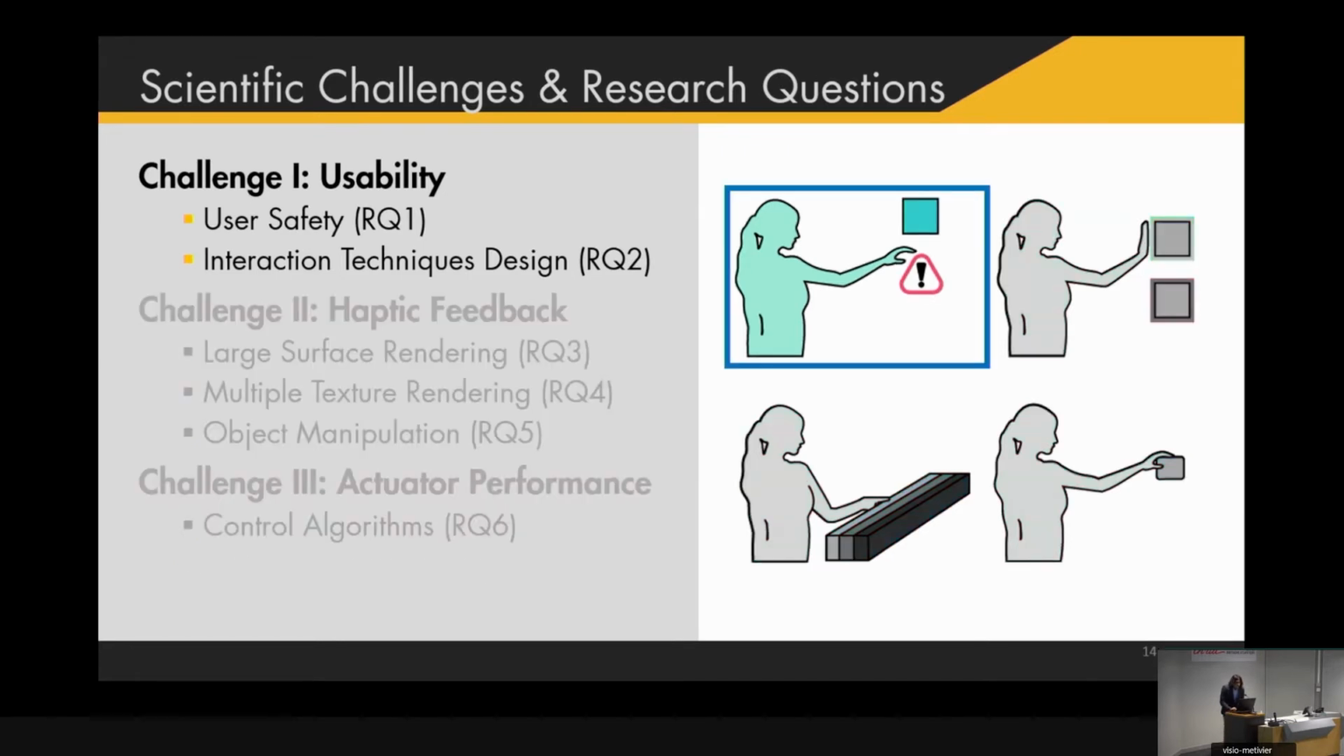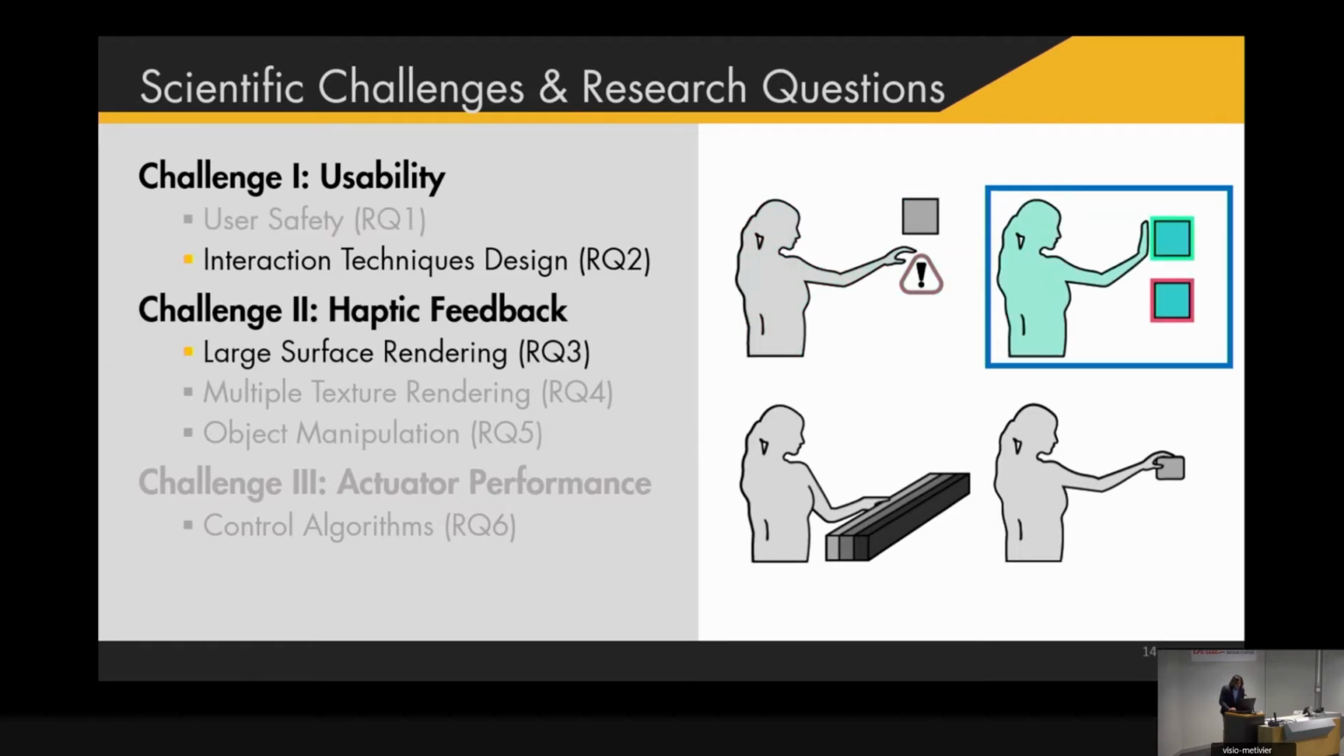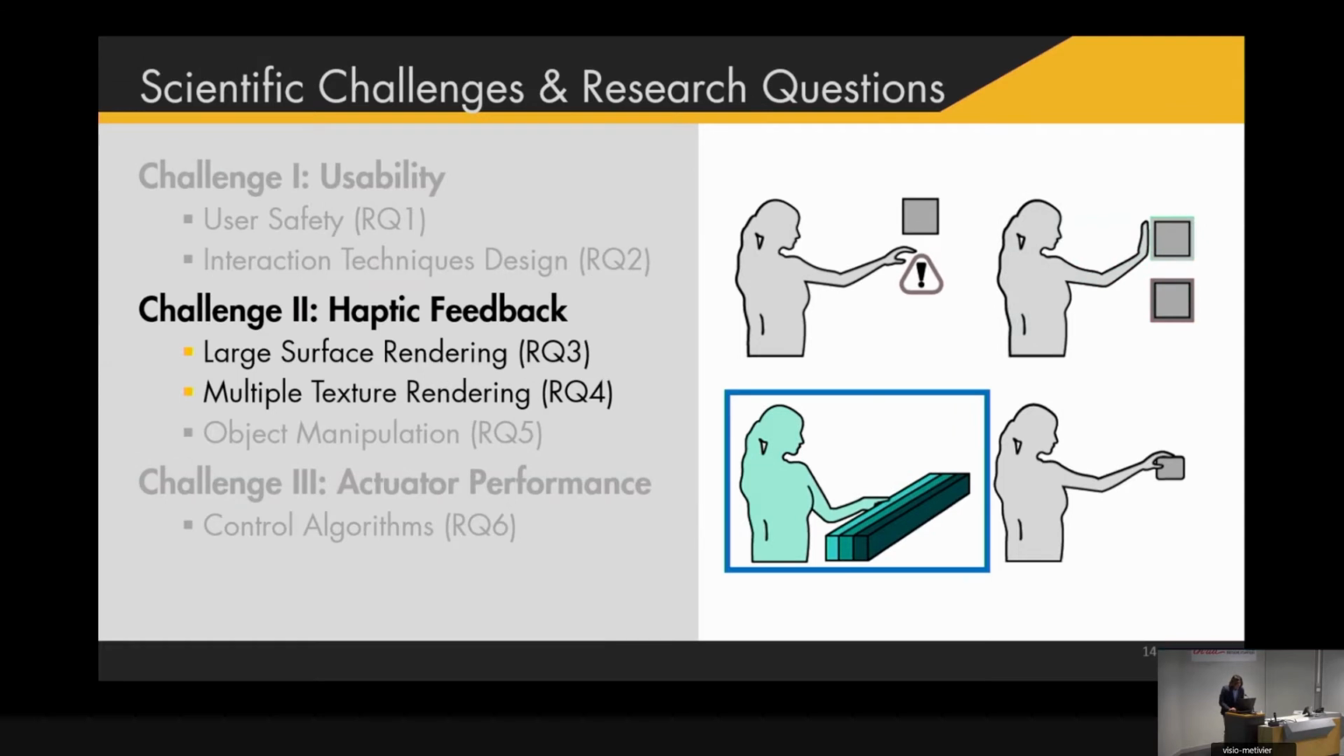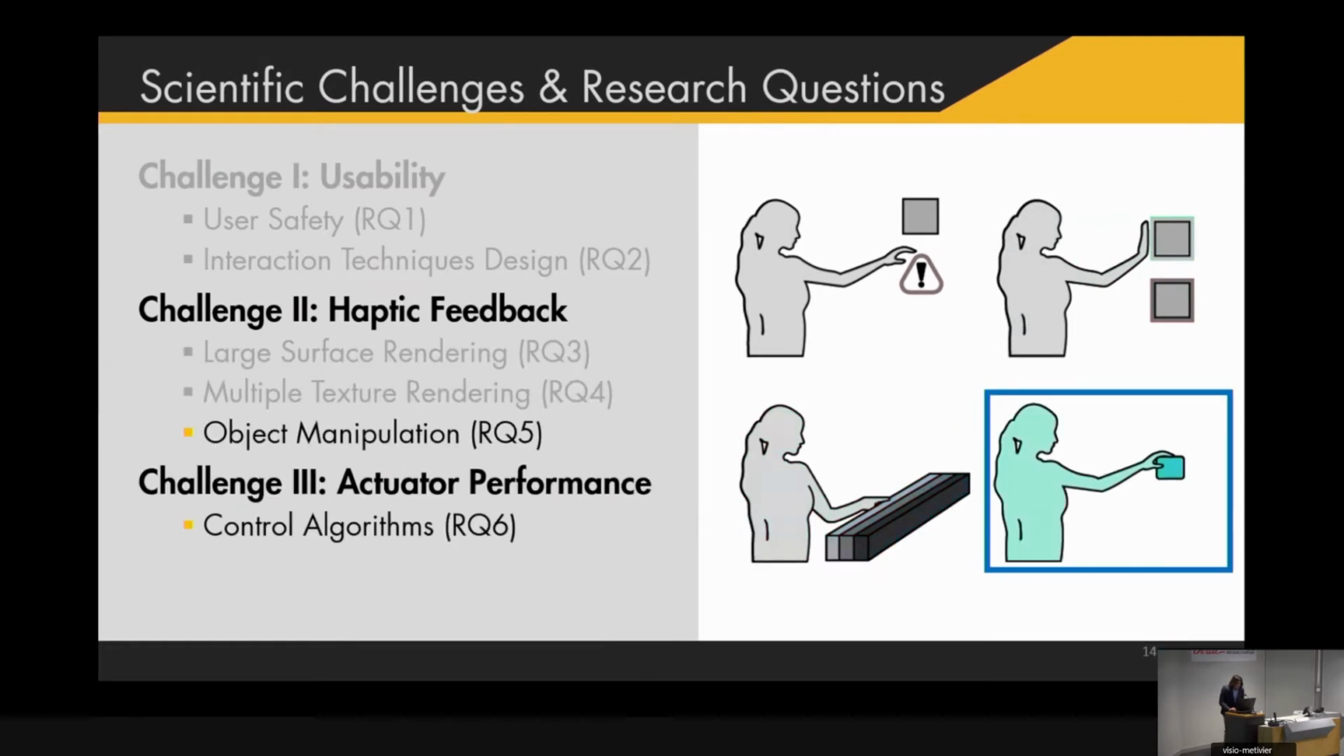And the contributions address these research questions. For instance, the first contribution addresses user safety and interaction techniques research questions. The second contribution is focused on usability and haptic feedback challenges for interaction techniques design and large surface rendering. The third contribution addresses large surface rendering and multiple texture rendering. And the fourth contribution addresses object manipulation and control algorithms.